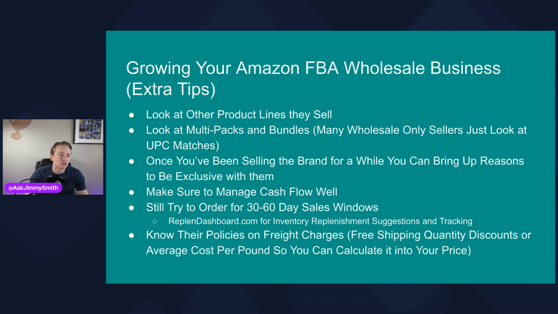But if they don't, then try to find out what they believe their average cost per pound would be so you can calculate that into your price and know the profitability up front. You can even ask them what their average freight charges would be for a pallet or 2 pallets to your location or your prep center's location. You want to know that information before placing an order and realizing, oh, this freight is now completely destroying any profit that I had, and so I want to cancel the order, right? So you have to make sure that you know that before you actually place the order.